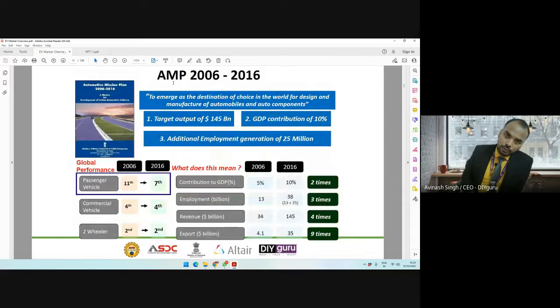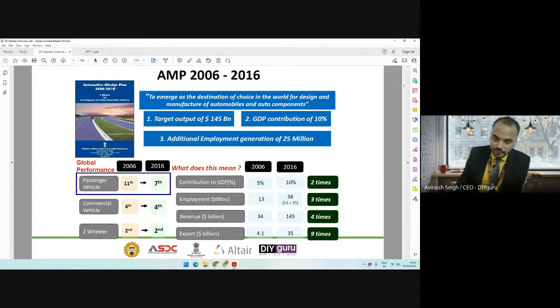Now, if you look into the Automotive Mission Plan, the first plan was launched back in 2006. This Automotive Mission Plan is now being released every 10 years. So 2016 has another Automotive Mission Plan, and 2006 has the previous one. Every 10 years, the government sets a target for what it wants to achieve from the automotive perspective, right? This is from the Ministry of Heavy Industries and Public Enterprises.